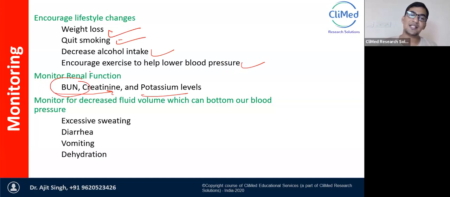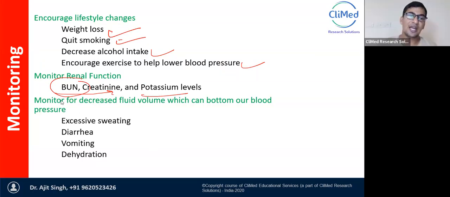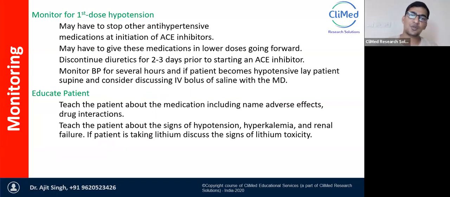So what is BUN, guys? Can someone tell me what is BUN? Blood urea nitrogen. Yes, blood urea nitrogen should be checked. Okay, and then monitor for hypotension. Monitor for hypotension or fluid volume if the patient is having excessive sweating, diarrhea, vomiting, or dehydration. So monitor the first dose hypotension.